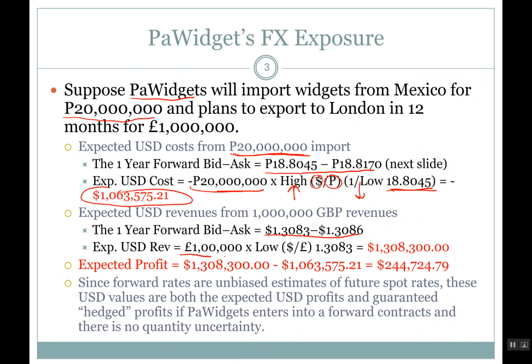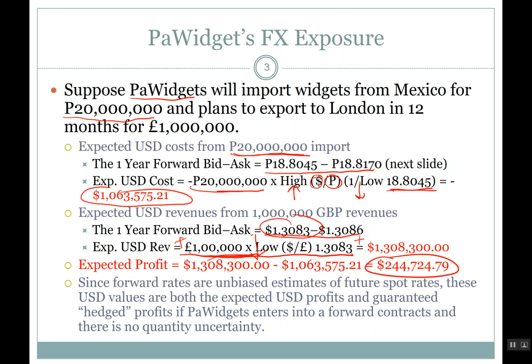So if they're going to receive dollars for this £1 million, you're going to take the pounds times the dollar per pound exchange rate. Since they're receiving it, they're going to get screwed in this bid-ask transaction. They're going to get the lowest dollar per pound exchange rate, which is 1.3083. They will receive $1,308,000 in revenues. $1,308,000 revenues minus $1,063,000 costs. They're expected to make $244,000. You okay? Everyone feel good about that?